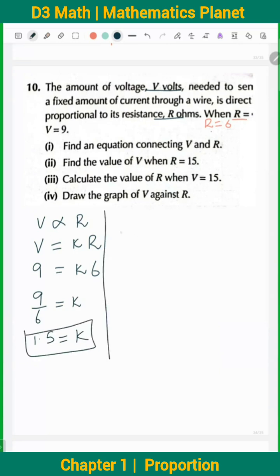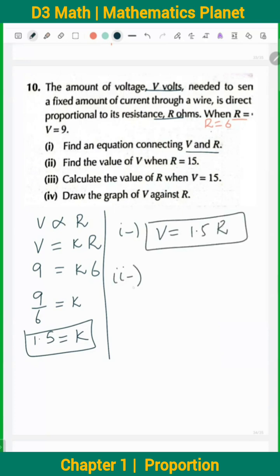So question number 1 is connecting V and R. So V is equal to 1.5 R. Question number 2 is find V when R is equal to 15. 22.5. Question number 3: calculate R when V is equal to 15. 10.